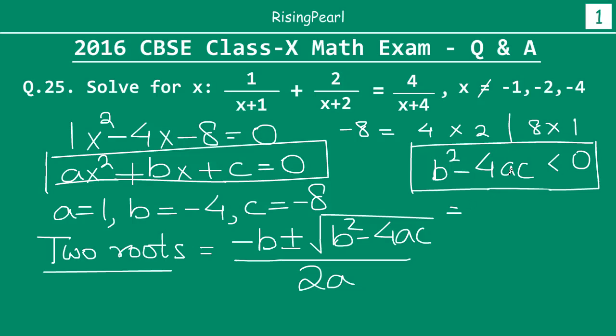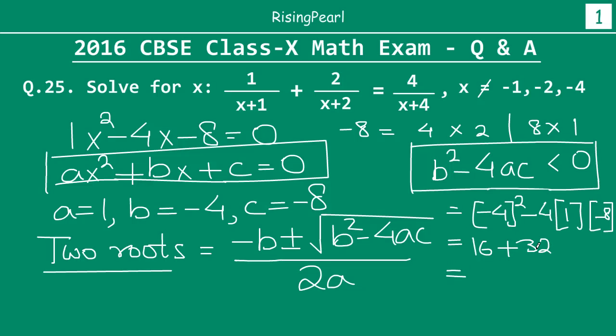So b squared minus 4ac will be, b is minus 4, so minus 4 squared, minus 4 times a which is 1, times c which is minus 8. So this will be minus 4 times minus 4 is 16, and minus minus is plus, 4 times 8 is 32. In other words, this will be 48. So this term is 48, which is more than 0, so definitely we will have real roots, right? Now let's substitute this value, 48, and see what the two values are.